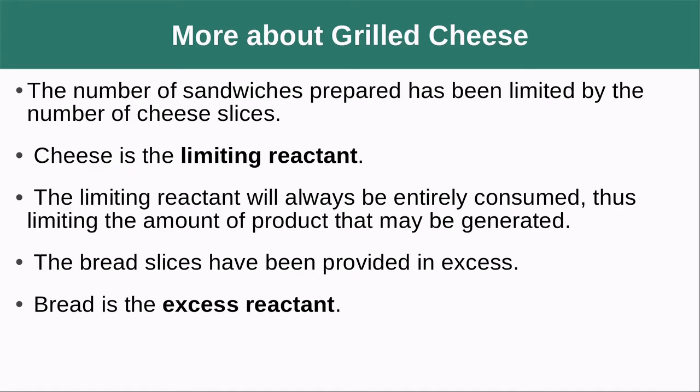Cheese is the limiting reactant. The limiting reactant will always be entirely consumed, thus limiting the amount of product that may be generated. The bread slices have been provided in excess. Bread is the excess reactant.